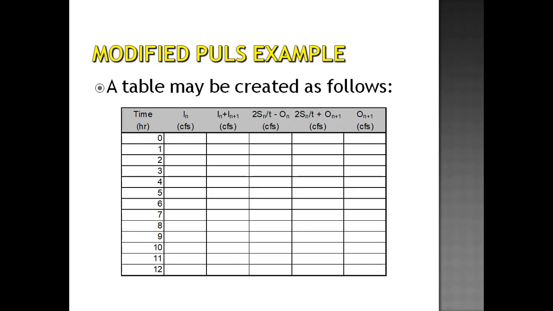For the modified pulse example, a table may be created as follows. Time in hours, 0 to 12 hours; I in CFS; I_n + I_n+1 in CFS; 2S_n/Δt − O_n in CFS; 2S_n+1/Δt + O_n+1 in CFS; and O_n+1 in CFS. This is the table created for the modified pulse example.